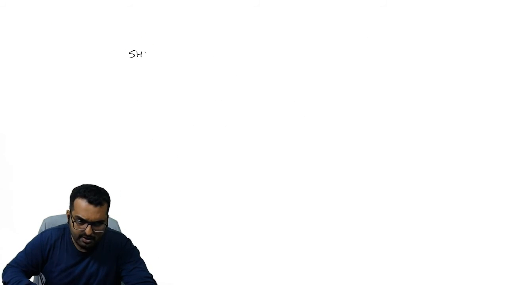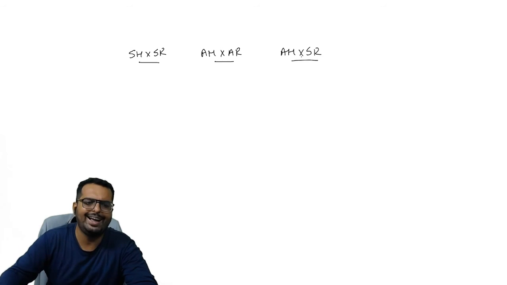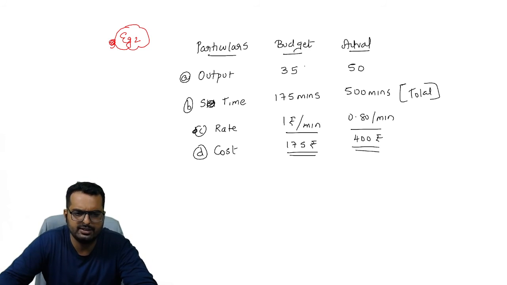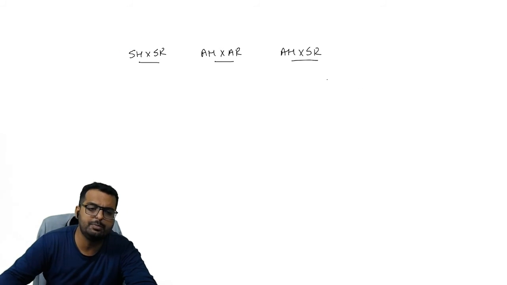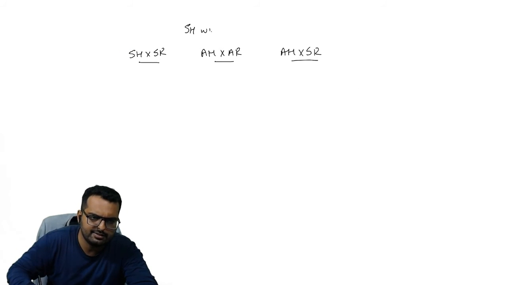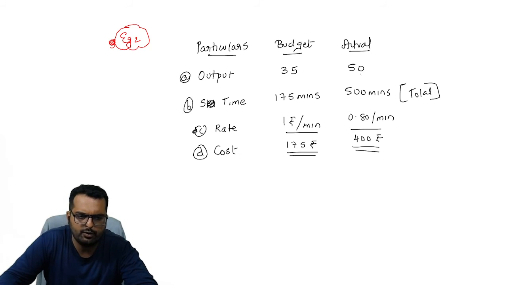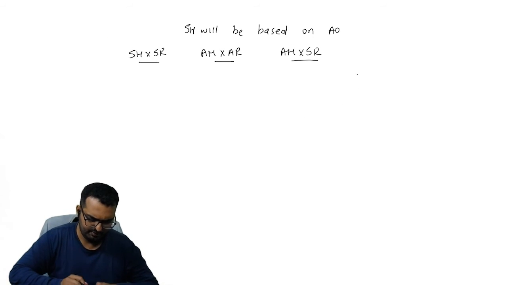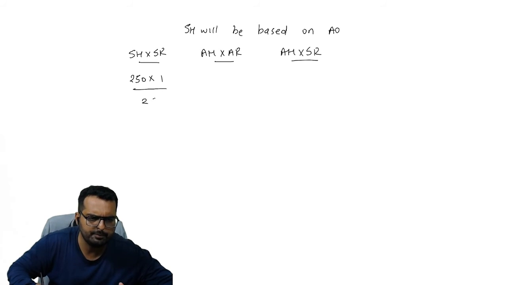Let's do it together. So here I'll just draw the table now. SH into SR, AH into AR, AH into SR. Alright, so SH will be based on actual output, just like SQ is based on actual output. So when you look at that for 50 at 5, 50 into 5, it should be 250 into 1 rupee.